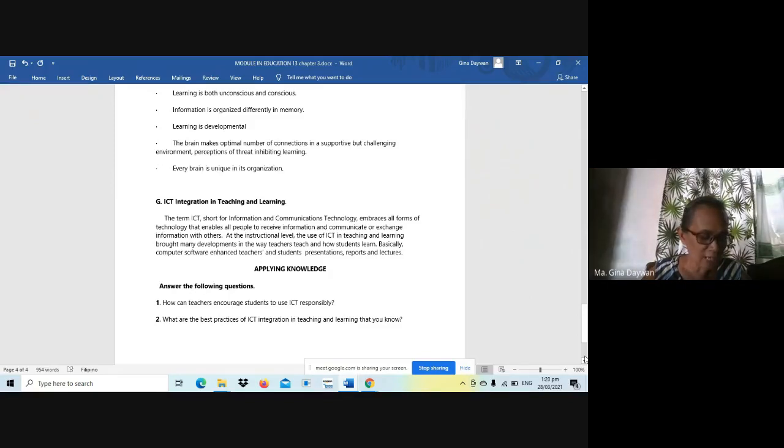So, at the instructional level, the use of ICT in teaching and learning brought many positive developments in the way teachers teach and how students learn. Basically, computer software enhances teachers' and students' performance, presentation, reports, and lecture. So through ICT integration in education, valuable information in all different areas of life and in all academic disciplines are made accessible to learners and teachers.